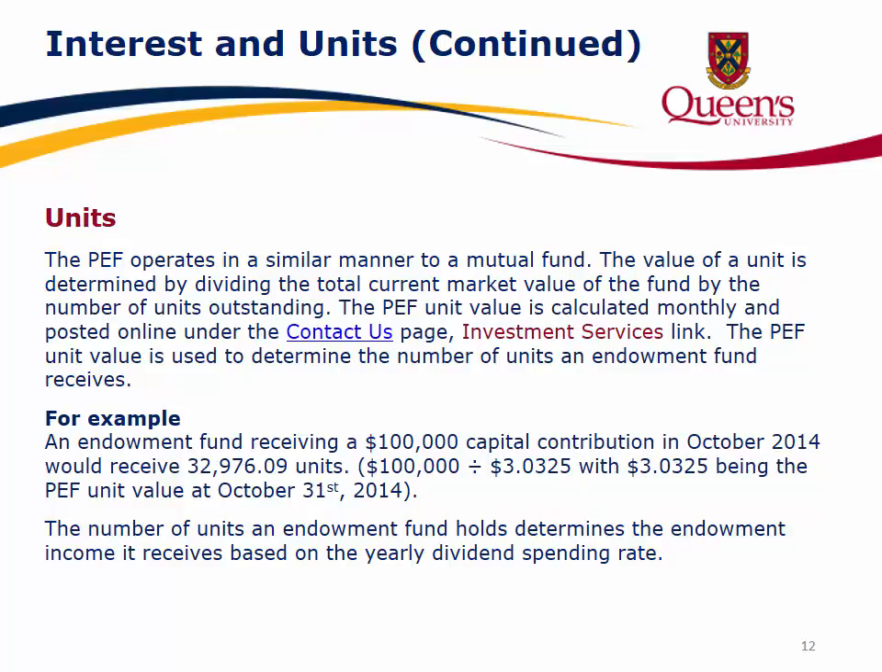For example, an endowment fund receiving a $100,000 capital contribution in October 2014 would receive 32,976.09 units. That's $100,000 divided by $3.0325, with $3.0325 being the PEF unit value at October 31, 2014. The number of units an endowment fund holds determines the endowment income it receives based on the yearly dividend spending rate.